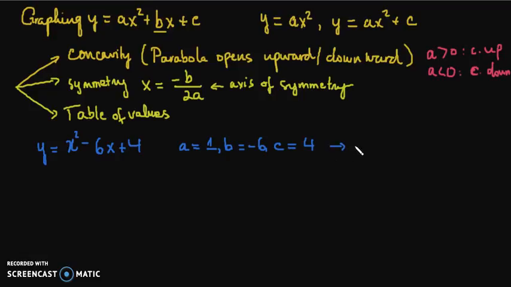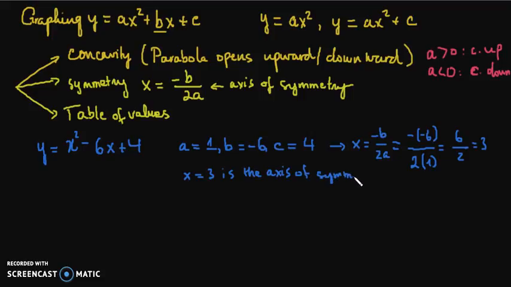In this case, I can immediately find the vertex. x equal to negative b divided by 2a, and this equals negative of negative 6, divided by 2a, where a is 1. So we have 6 divided by 2, and I have 3. So x equal to 3 is the axis of symmetry for the graph of, let's call this function number 1, so the graph of 1.